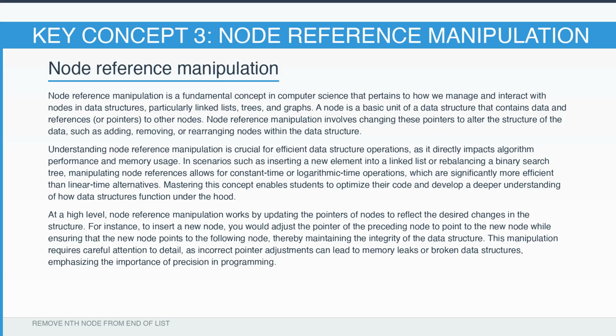For example, when we insert a new node into a linked list, we need to adjust the pointer of the previous node to point to the new node, while also making sure that the new node points to the next one. This careful adjustment helps maintain the integrity of the data structure. However, it's crucial to handle these pointers with precision. Incorrect adjustments can lead to memory leaks or other issues that compromise our data structure.